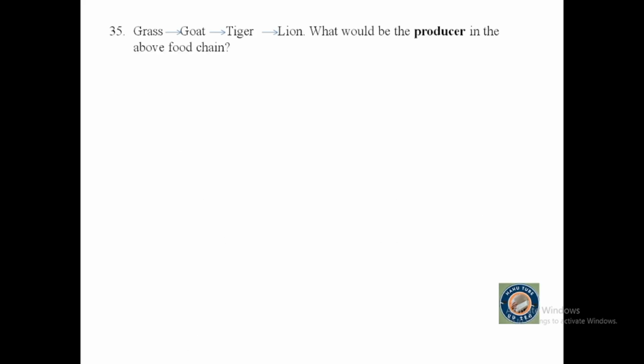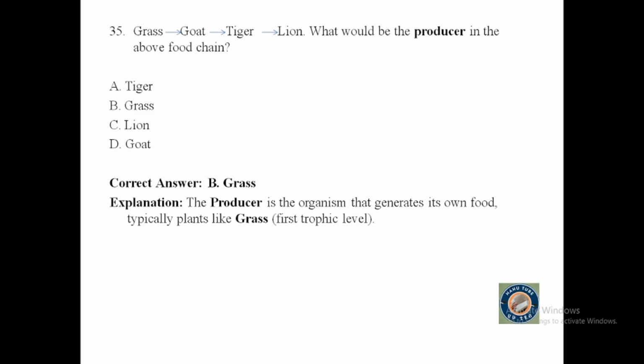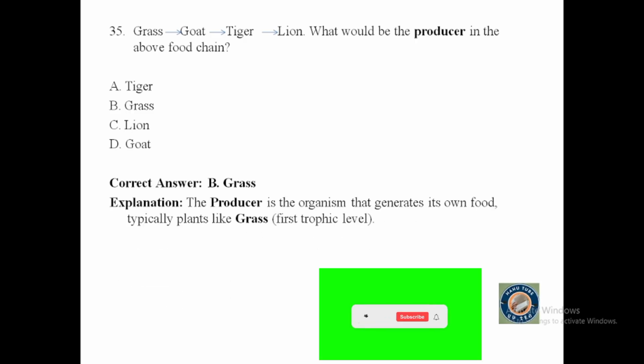Question number 35. Grass, goat, tiger, and lion. What would be the producer in the above food chain? A. Tiger, B. Grass, C. Lion, D. Goat. The answer is grass. The producer is the organism that generates its own food. Typically, plants like grass, which are first trophic level, are the producers.